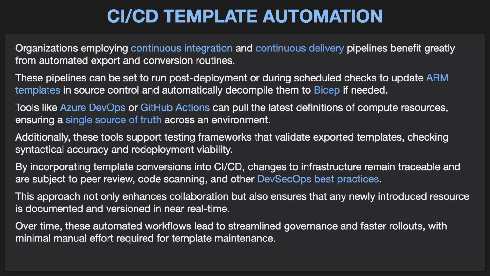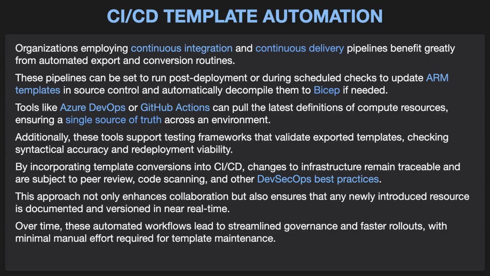Organizations employing continuous integration and continuous delivery pipelines benefit greatly from automated export and conversion routines. These pipelines can be set to run post-deployment or during scheduled checks to update ARM templates in source control and automatically decompile them to Bicep if needed. Tools like Azure DevOps or GitHub Actions can pull the latest definitions of compute resources, ensuring a single source of truth across an environment. Additionally, these tools support testing frameworks that validate exported templates, checking syntactical accuracy and redeployment viability.